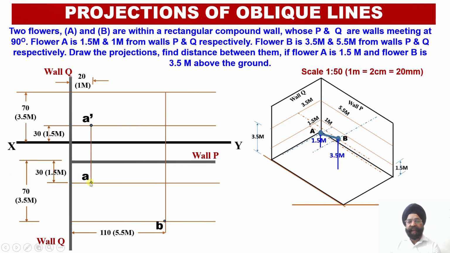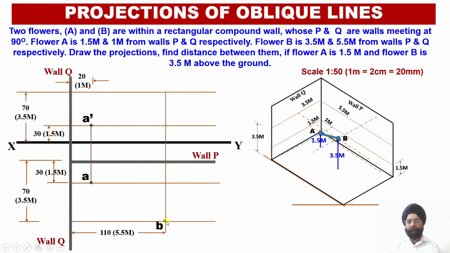So point A has been marked in the top view projections, that is 1 meter from the wall Q, 1.5 meters from the wall P. Similarly, the location of the point B has also been marked, that is 3.5 meters from the wall P, 5.5 meters from the wall Q over here. So points A and B corresponding to the top view projections have been marked.